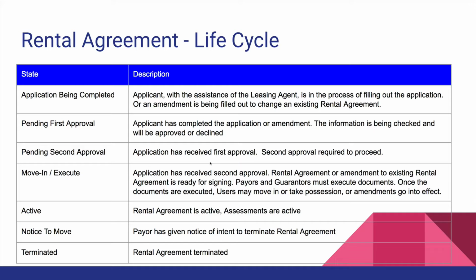So the payers and the guarantors will execute the documents, they'll sign them. And once the documents are signed, if it's a new rental agreement, the users can move in, take possession of the rentables. If it's an update to an existing rental agreement, it means the amendments go into effect. The next state is the active state. This means that the rental agreement is active, but most importantly, it means that all the assessments are active. So all rent and service charges are actively being assessed.